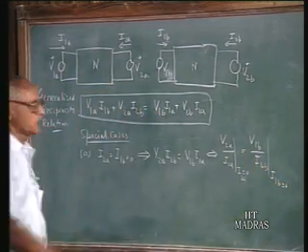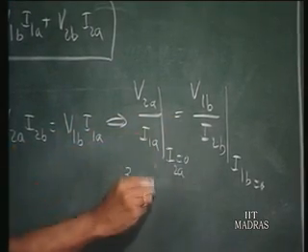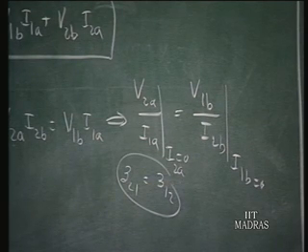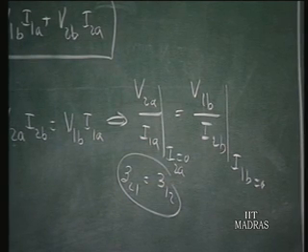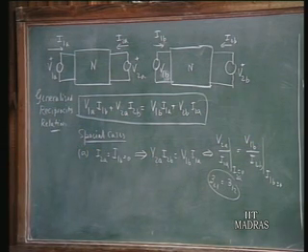We know this is true. V2A by I1A is Z21 and this is Z12. So Z21 equals Z12 follows as a special case of this. You can likewise put special conditions here and identify the reciprocity relation that we already know.